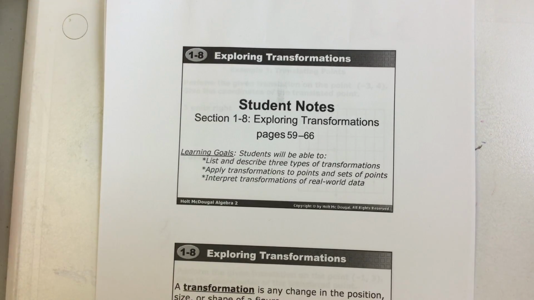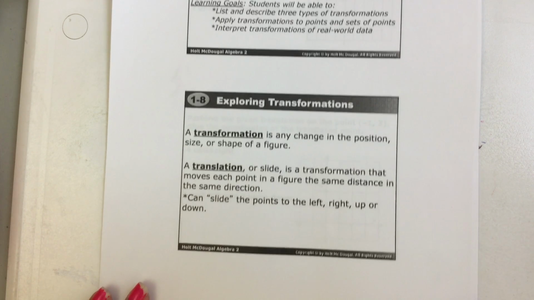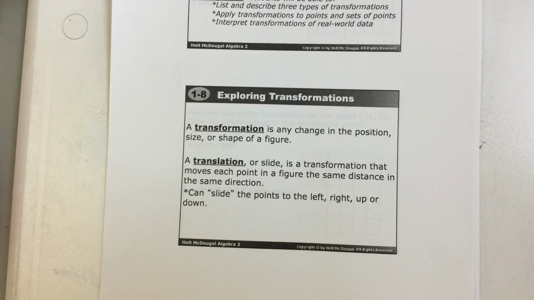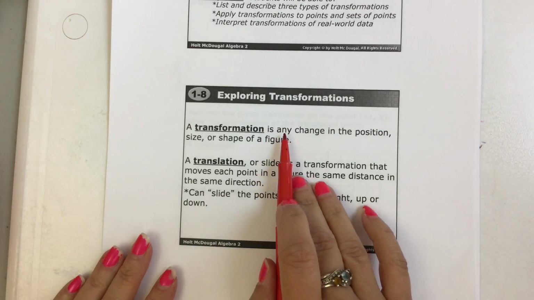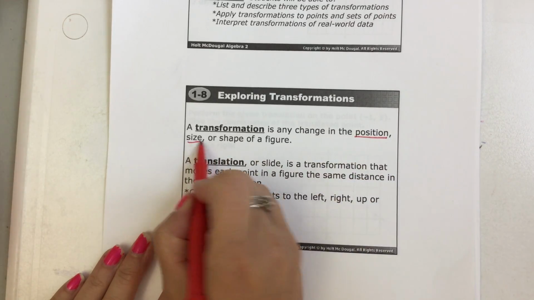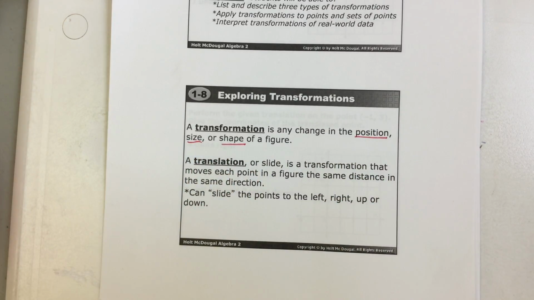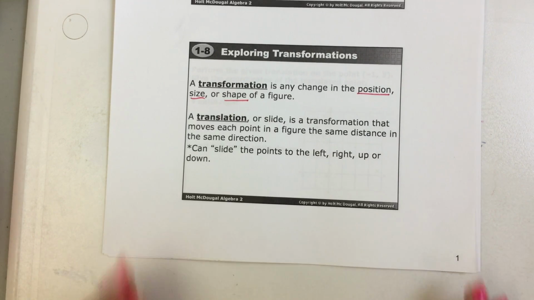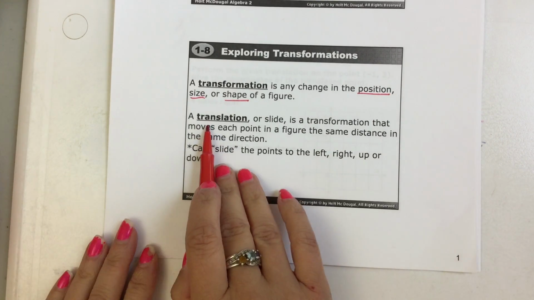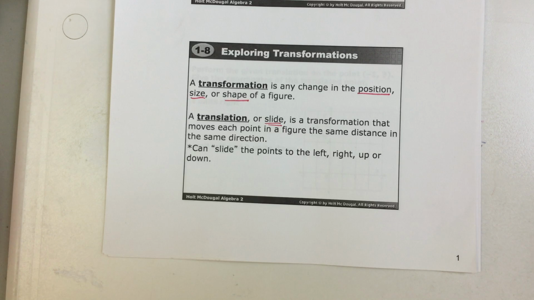We will be studying transformation. Now, in case you're asking yourself, what is a transformation? A transformation is any change in the position, the size, or the shape of a figure. The first transformation we are going to look at is called a translation, also known as a slide.